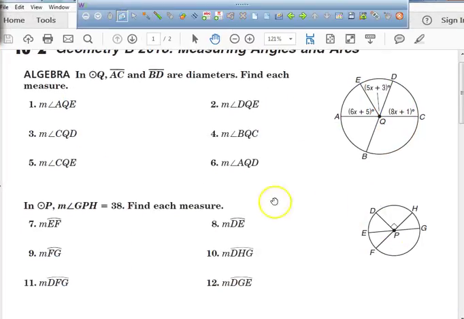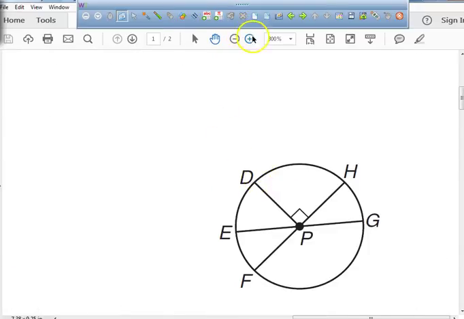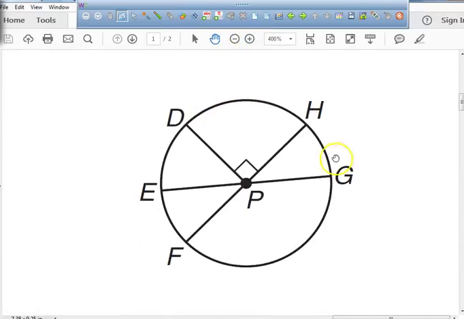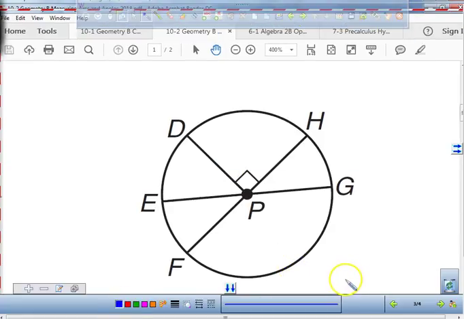All right, so right now what we're going to do is zoom in on this one right here. Zooming in. By the way, there's a piece of information that was given to you on your paper that I can't see because I've zoomed in so much. So in this picture, there's a piece of information you need to let me know. GPH equals 38.